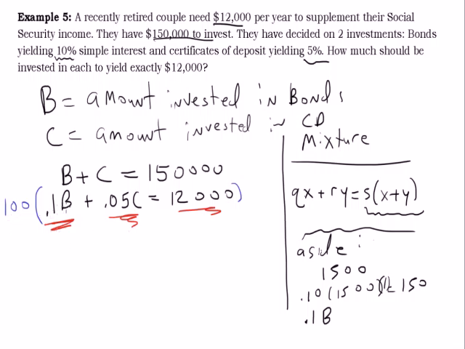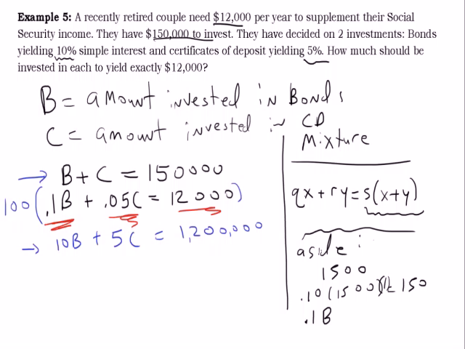So 100 times 0.1b should be 10b. 100 times 0.05c should be 5c. On the right hand side, 100 times 12,000. Well, let's add a couple zeros to that. Should be 1.2 million. Alright. Now, my first equation is that b plus c equals 150,000. My second equation is that 10b plus 5c equals 1.2 million. I can go a couple different directions with this. Use substitution or elimination. Last problem we used substitution, so let's do elimination with this one.